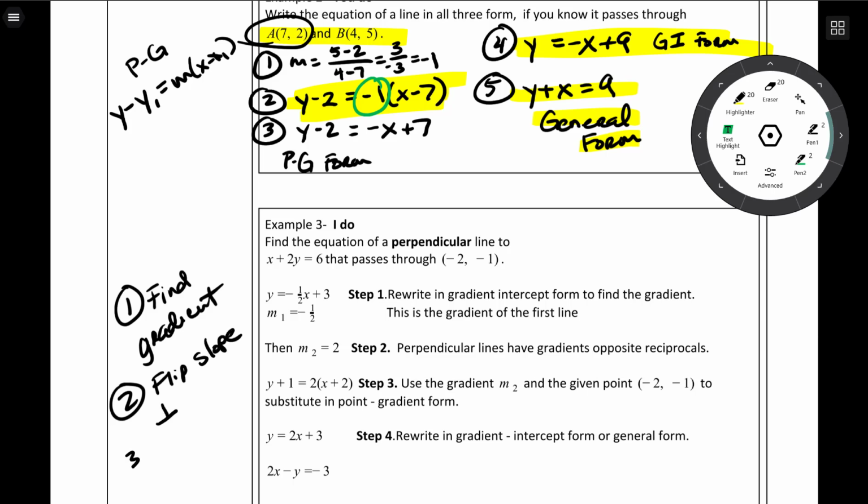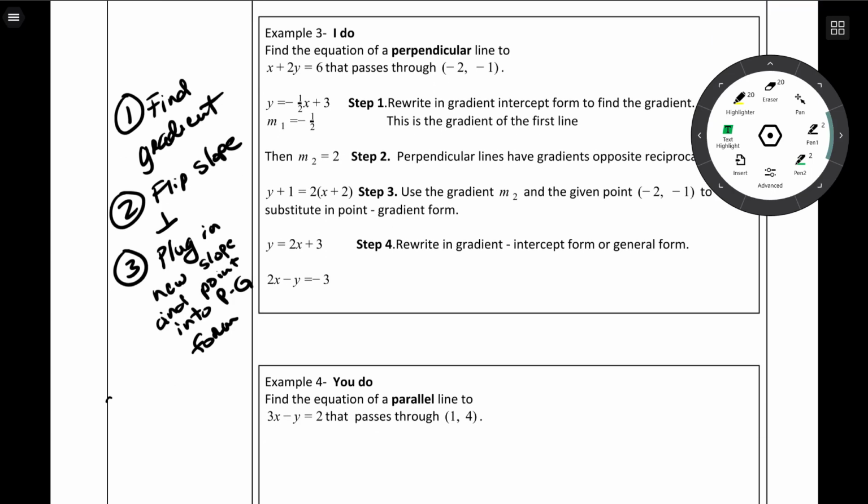So for the perpendicular. Step 3 says to use the gradient m2 and the given point (-2, -1) to substitute into point gradient form. Well, that means I want to plug in my new slope and point into point gradient form. And then step 4 says rewrite in gradient intercept form or general form. All right, so that may not even be required. I'm just going to say rewrite if needed. Now I've rewritten these instructions in ways that might be more helpful for me.